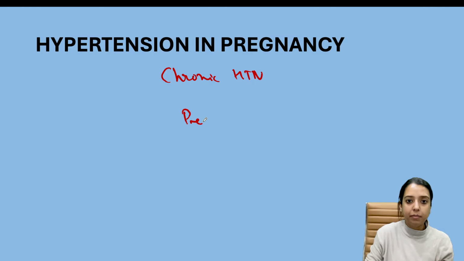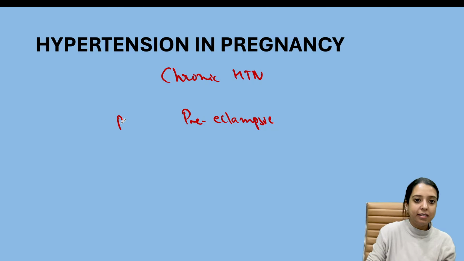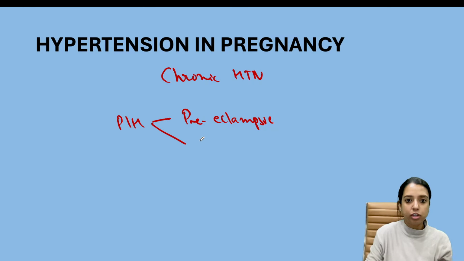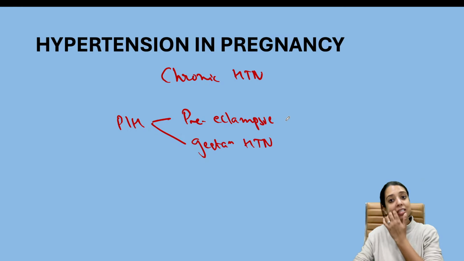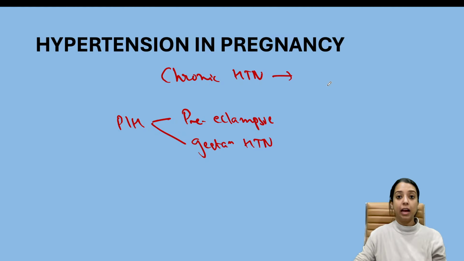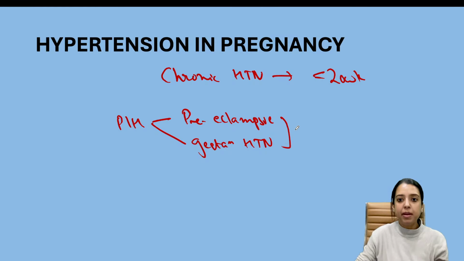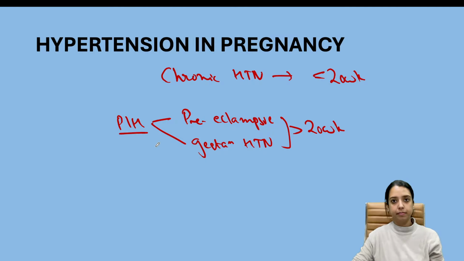And one is preeclampsia, pregnancy induced. She is pregnancy induced hypertension, preeclampsia or gestational. It depends on the gestation. If she is diagnosed as having high BP at less than 20 weeks, she is chronic hypertensive. If she has high BP at more than 20 weeks, it is pregnancy induced. In pregnancy induced, hypertension develops only after 20 weeks. It can be preeclampsia, it can be gestational.